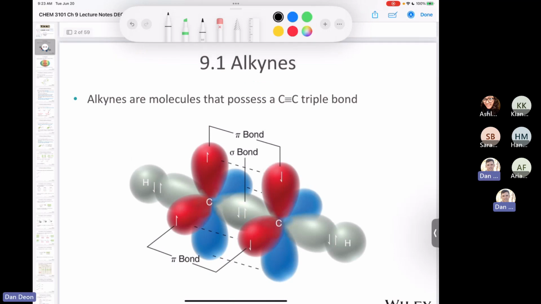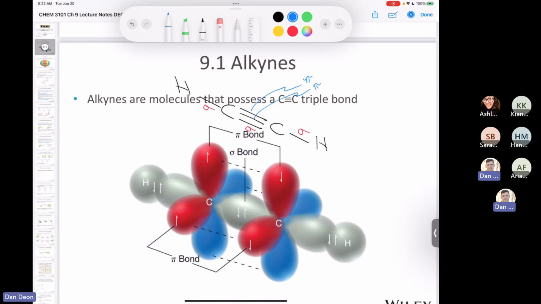Alkynes are molecules that possess a carbon-carbon triple bond. What's being shown here is an orbital overlap diagram of acetylene. They're showing the carbon-carbon triple bond, and they're drawing the acetylene molecule. You know that the first bond between any two atoms is a sigma bond. And so we have sigma, sigma, sigma bond. But you know that any bond after a sigma bond is a pi bond. So we have 2 pi bonds in acetylene.